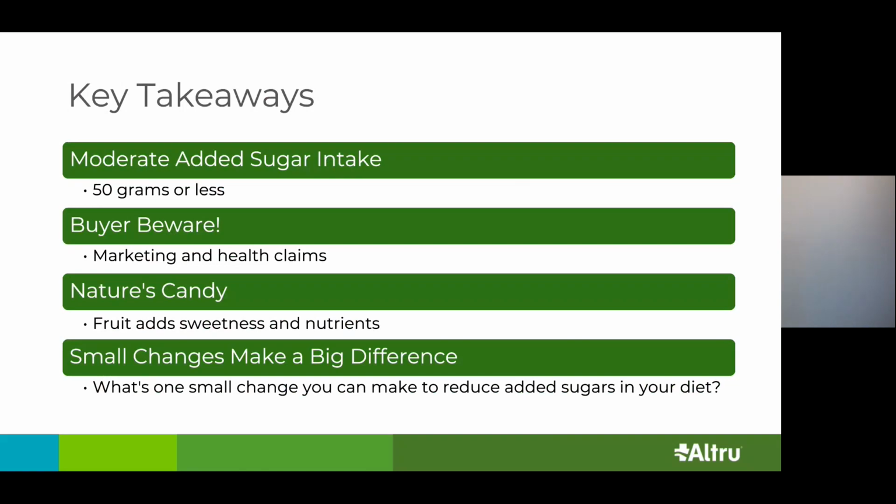Also, take advantage of nature's candy. Find ways that you can use fruit, which is naturally sweet, to add sweetness and nutrients such as vitamins, minerals, and fiber to the foods that you enjoy. And lastly, small changes make a big difference. So I just want you guys to think of what's one small change you can make to reduce added sugars in your diet. And does anyone want to share? They have one off the top of their head.